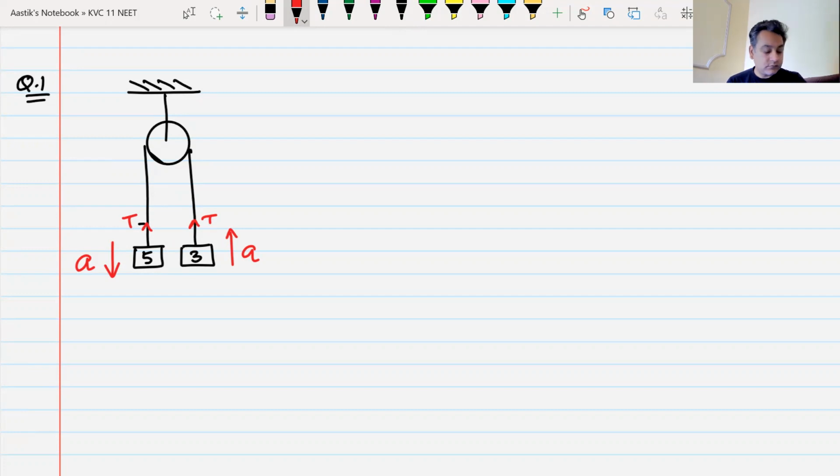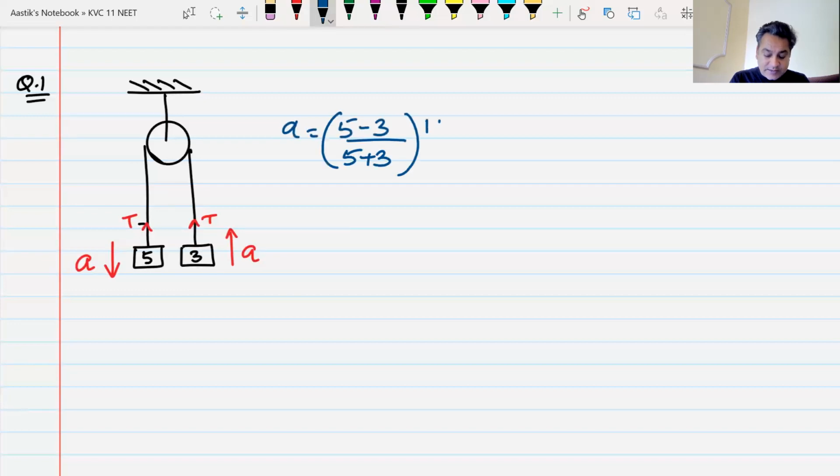2.5 meter per second square. How did you get it? So to find out the value of acceleration, 5 minus 3 divided by 5 plus 3 multiplied by 10. Yes or no?